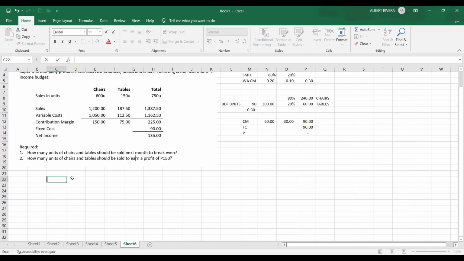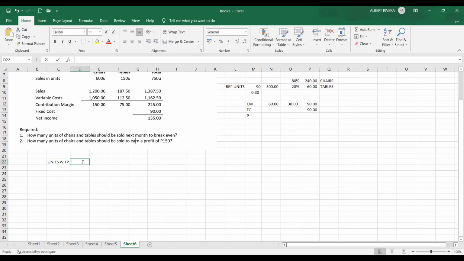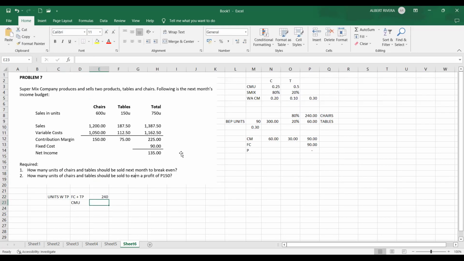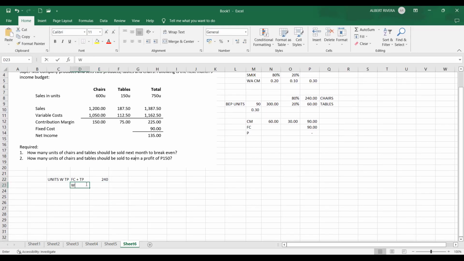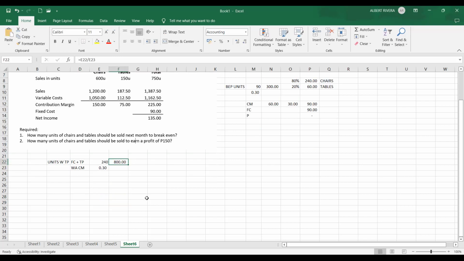So this is your units with target profit. So that should be fixed cost plus your target profit divided by the CM per unit. So fixed cost here is 90 plus 150 target profit. And the CM here, or the weighted average CM per unit, is 0.3. So this is 240 divided by 0.3. And this is 800. So 800 units must be sold.